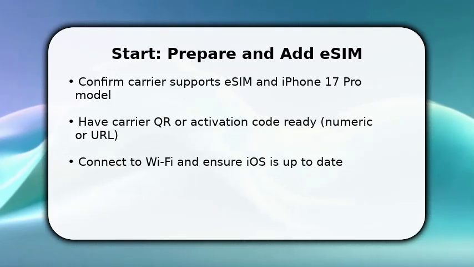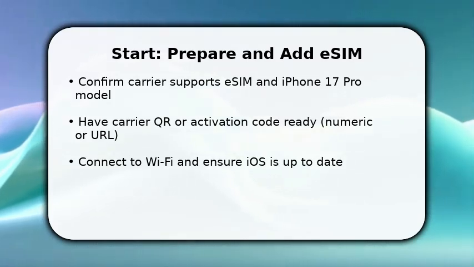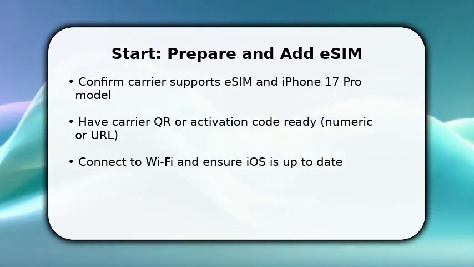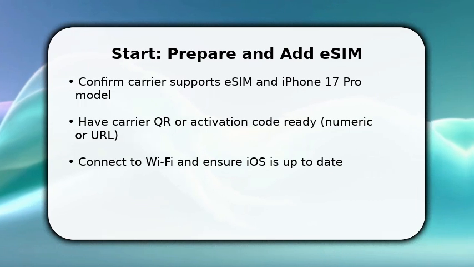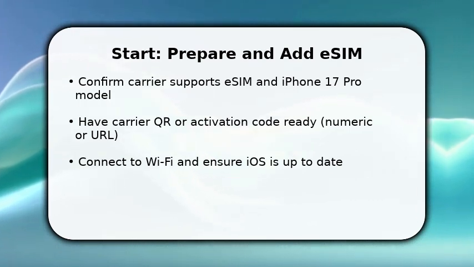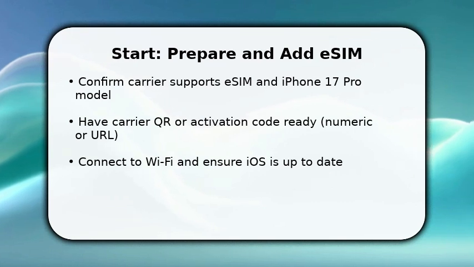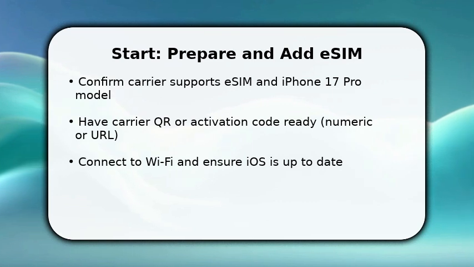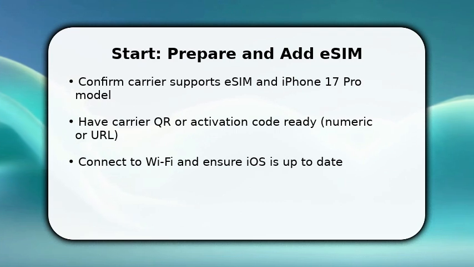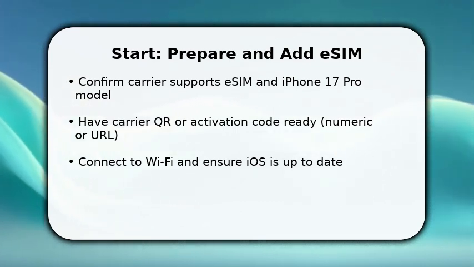You'll begin by confirming carrier support and having the QR or activation code at hand. This saves back and forth later. Once done, connect the iPhone 17 Pro to a stable Wi-Fi network and update iOS if needed so eSIM menus are current. Open Settings, tap Cellular, then add eSIM to start scanning or enter details manually.